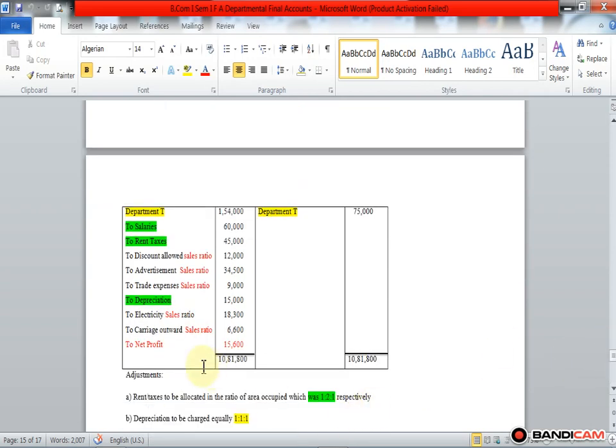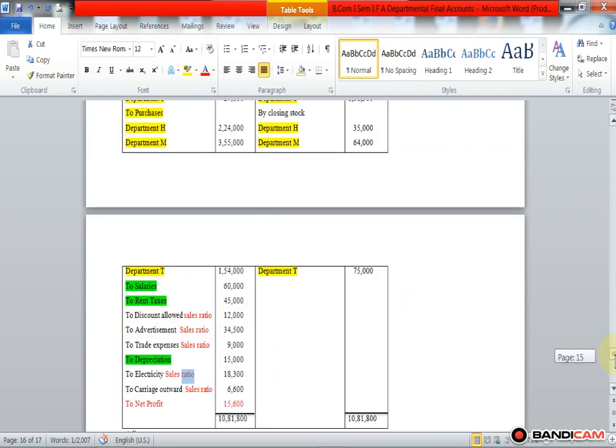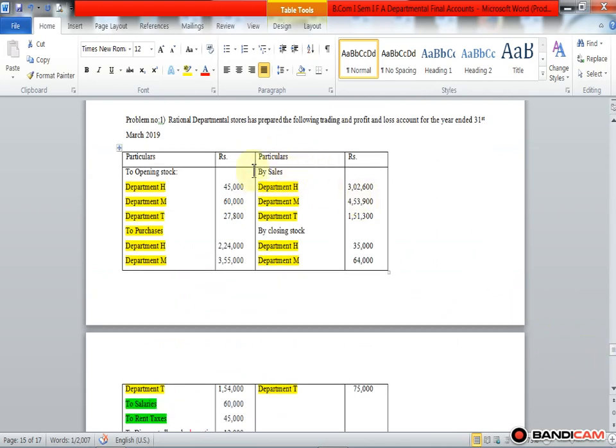in sales ratio. Depreciation: adjustment on depreciation is given, so here the distribution of depreciation is equally, 1:1:1. Electricity is distributed on the ratio of sales. Carriage outward is also distributed on the ratio of sales. We read all the debit side of trading and profit and loss account. Now we read the credit side of trading and profit and loss account.